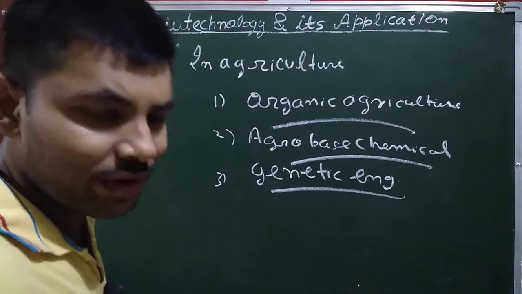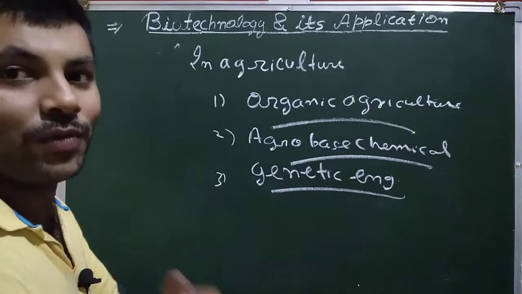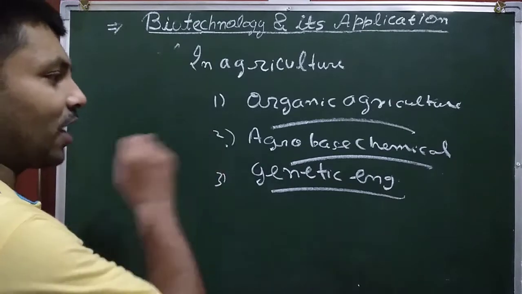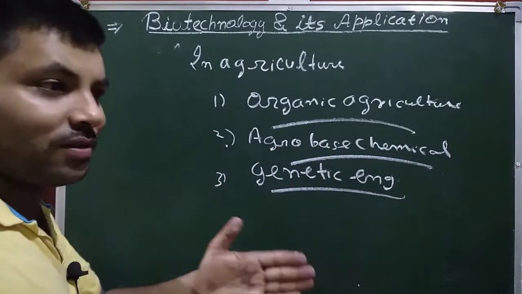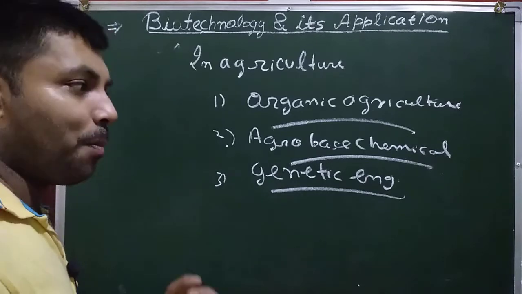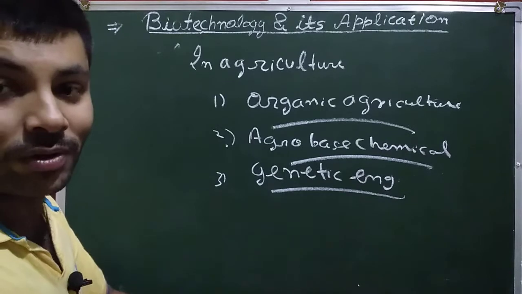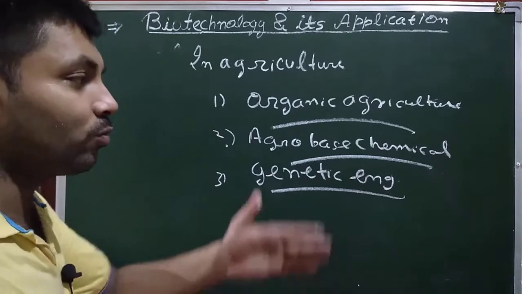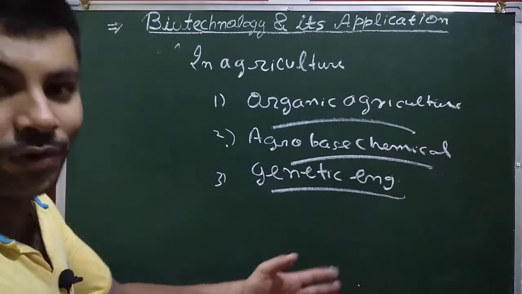Organic agriculture means dealing with certain types of organisms which may be beneficial in the field of agriculture. Agro-based chemical agriculture is where we are using insecticide or fungicide. We can better develop nice components which are useful in the field of agriculture without causing any loss to their profit, and genetic engineering is also helpful in that field. Now it is clear.